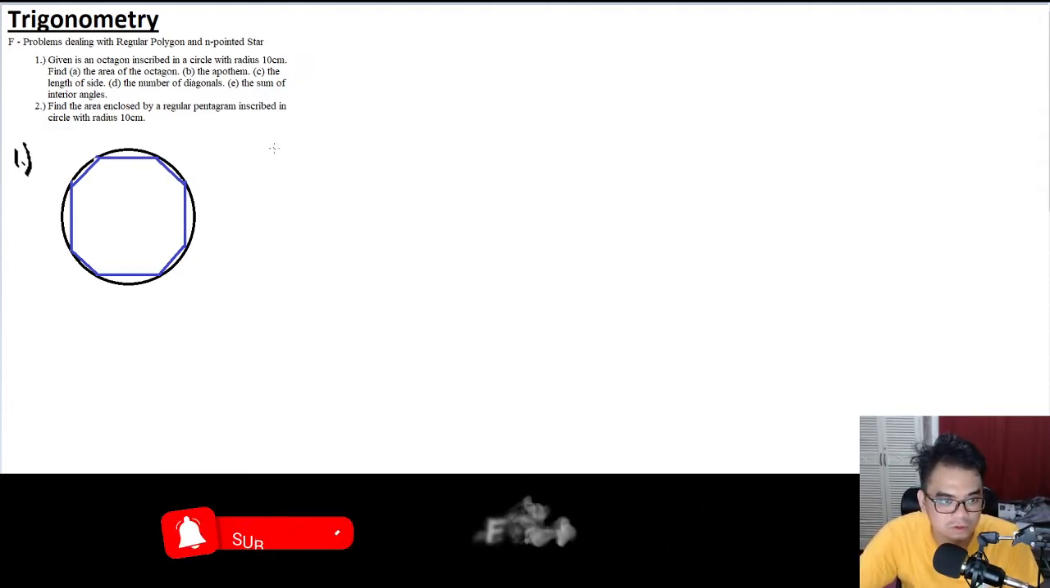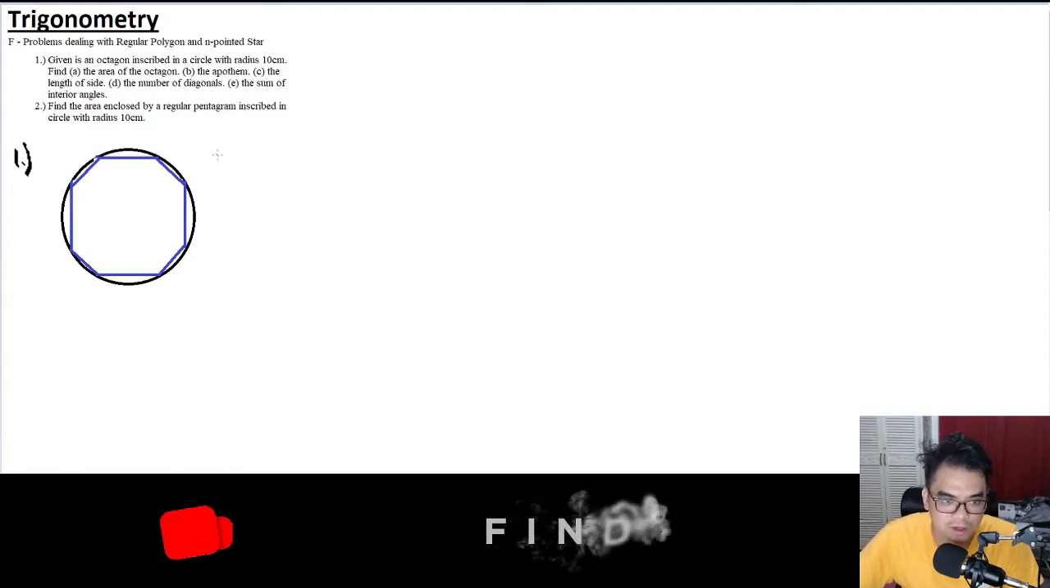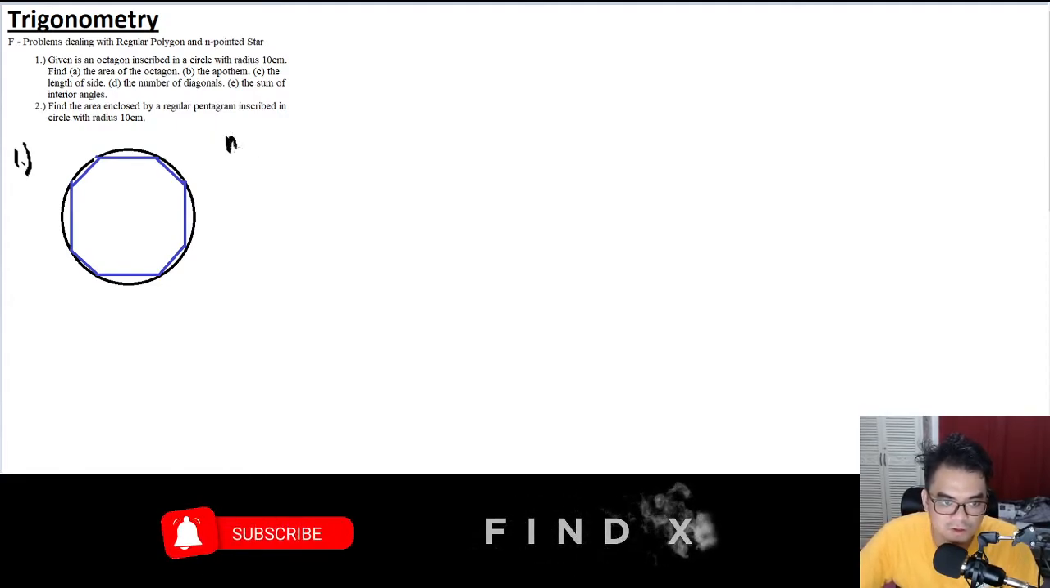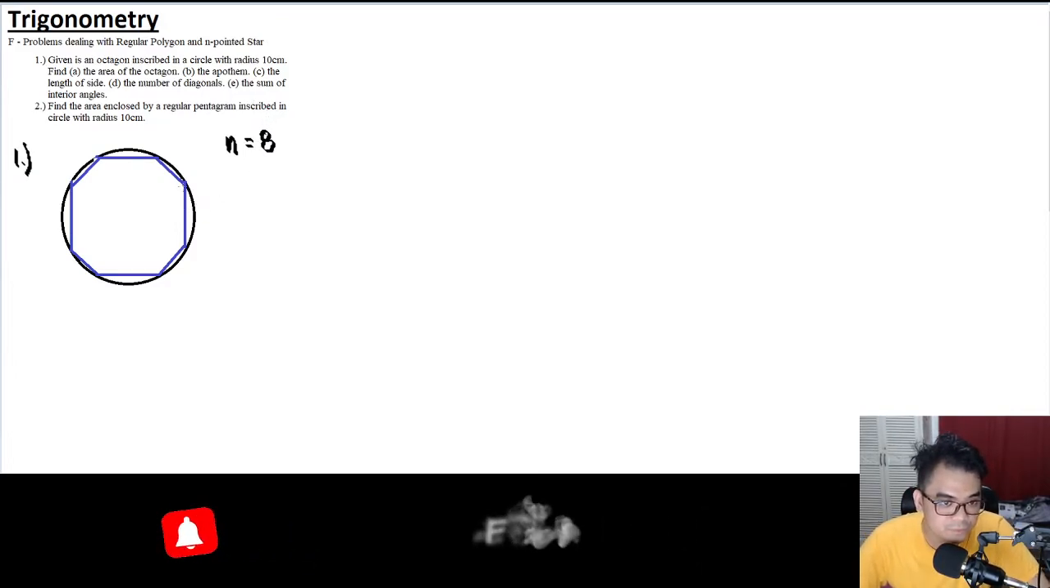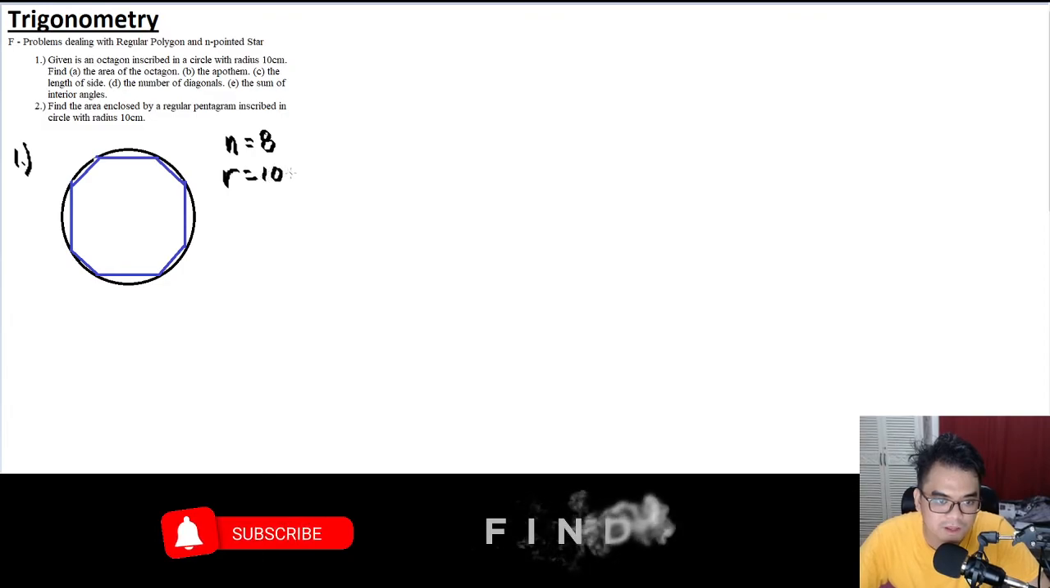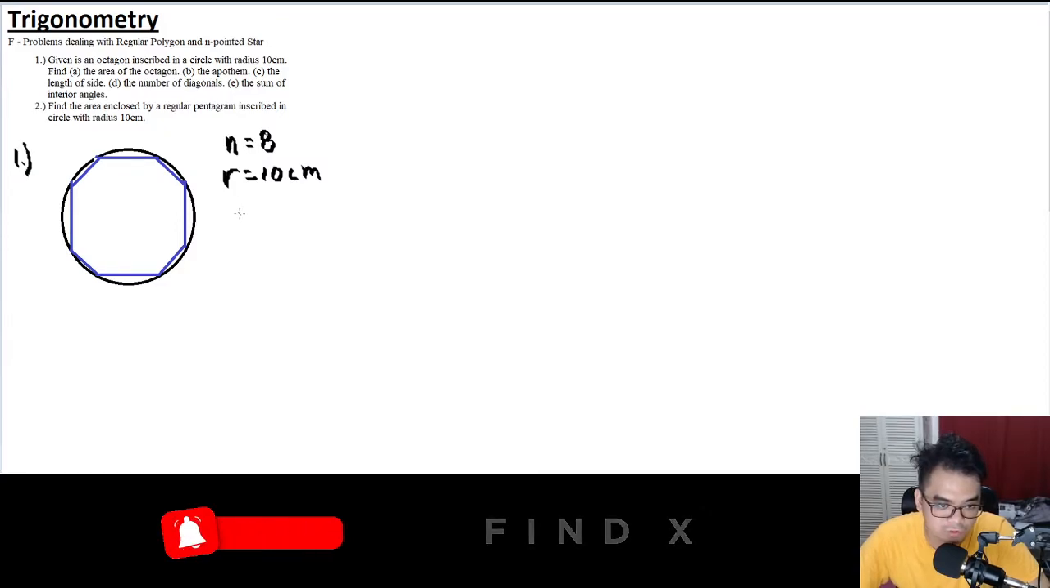Okay, so for number 1, we are given an octagon. Given an octagon, therefore the number of sides is 8, right? It's inscribed in a circle, so I already drew it with a radius of 10 centimeter. Find A, area of the octagon. So let's try to answer for that one.